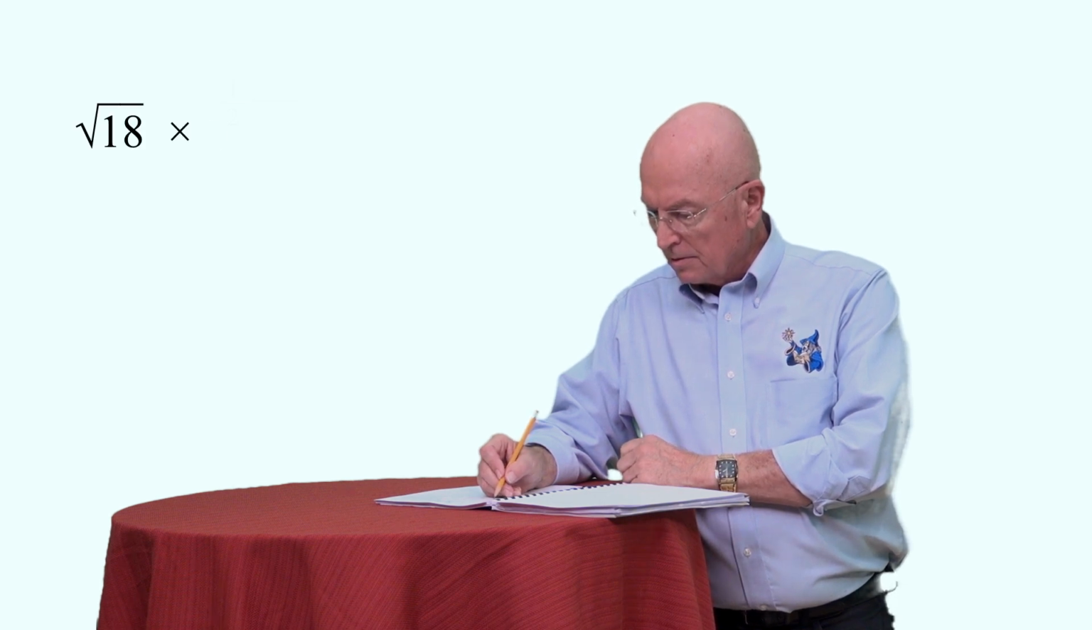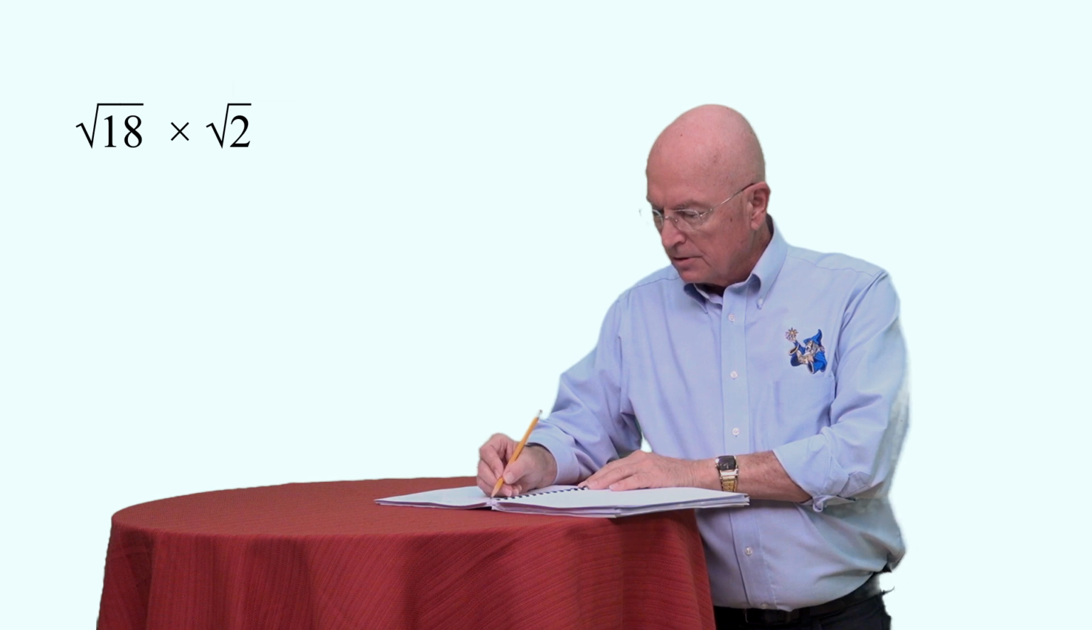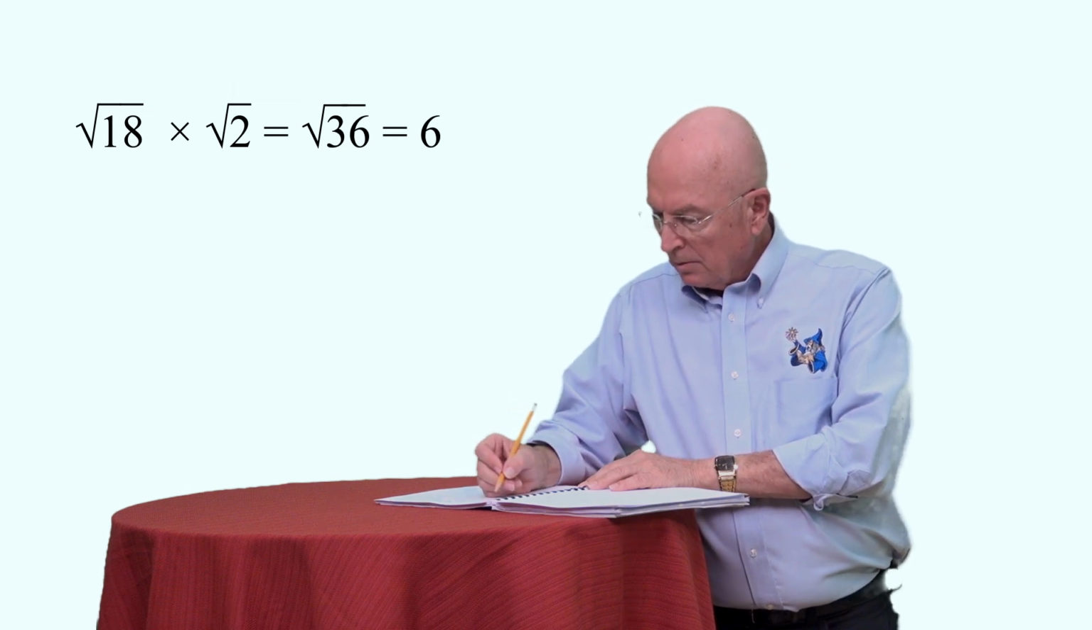Start off with the square root of 18 times the square root of 2. You can multiply 18 times 2 to get 36. So that becomes the square root of 36, which is 6. And you move on. Now, what about this next one?